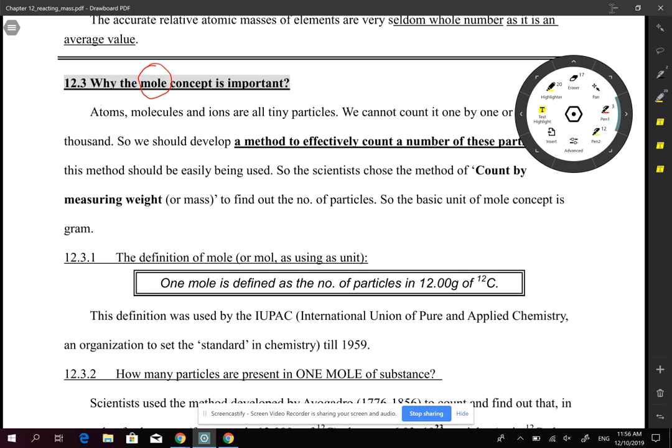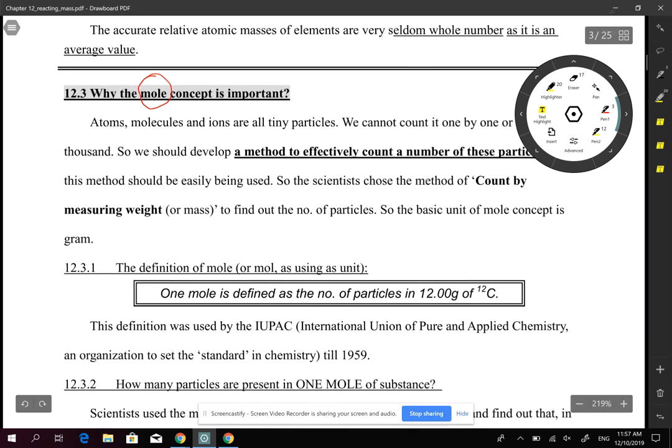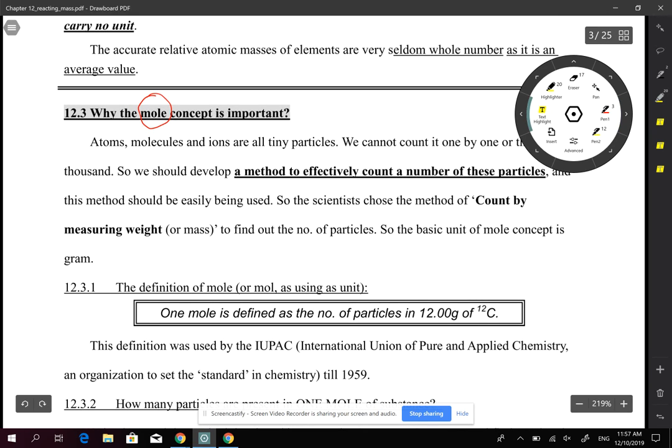If we are counting 1 mole. Okay, but how large is 1 mole? The following part will tell you how large 1 mole is. Remember, the mole concept is just counting number by weighing weight. We relate the two things together. If we know the weight, then we know the number of particles.